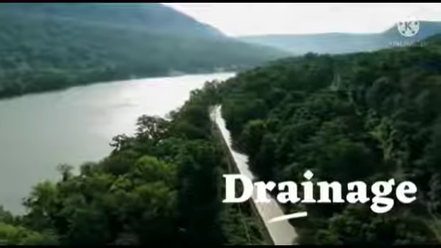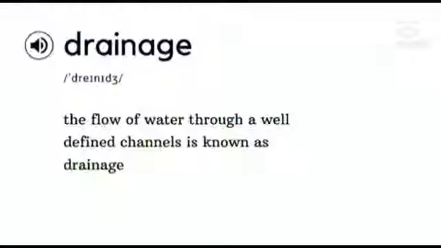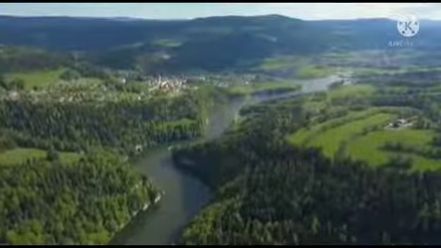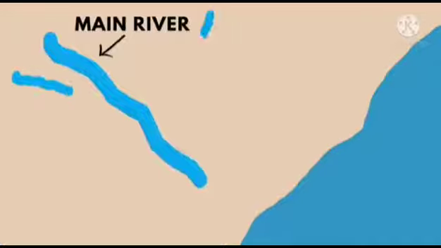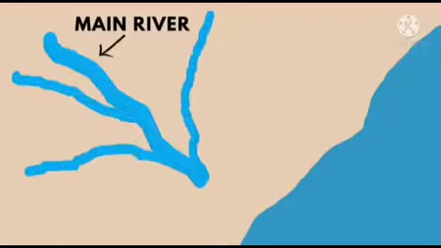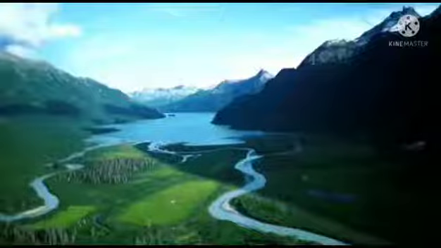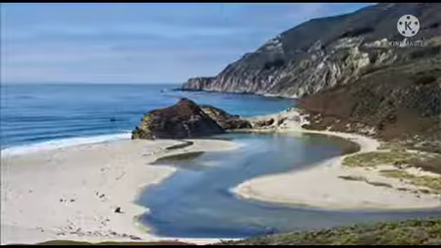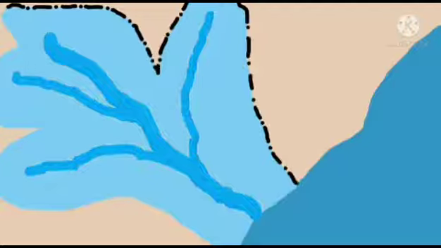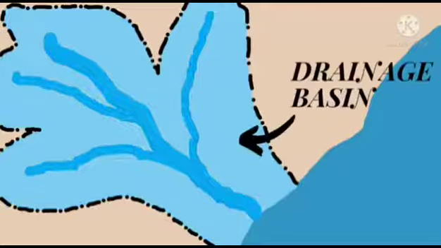Chapter, let's start the drainage. So drainage, mainly we will say, the flow of water through a well-defined channel is known as drainage. Especially in the river system, there is one main river flowing, and different tributaries are moving, and then it drains into the ocean and sea. So इसको हम बोलते हैं delta. Okay, so now these are the drainage basins.